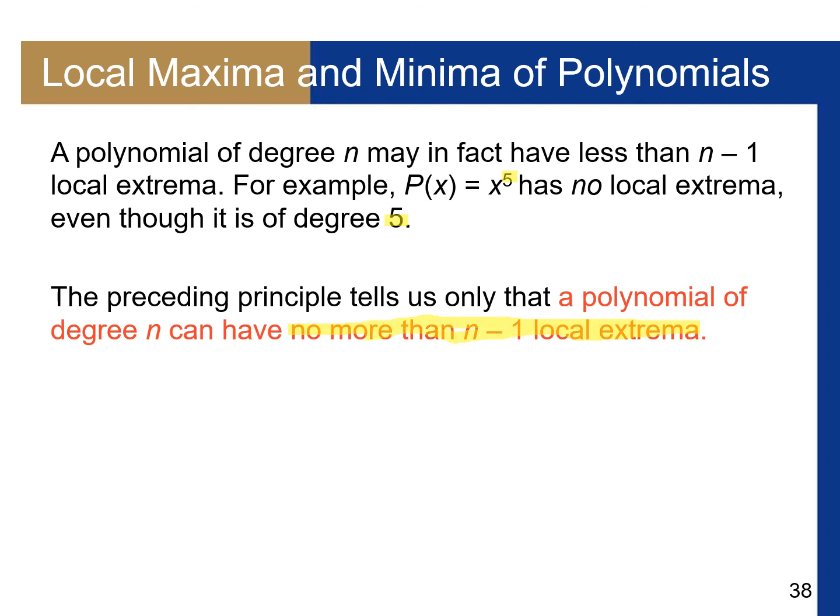Again, what does that mean? That means if I have a degree of 5, it can only have 4 places where it would have local max or minimum points. It can't have any more than 4. Why? Because that's n minus 1. N is 5.